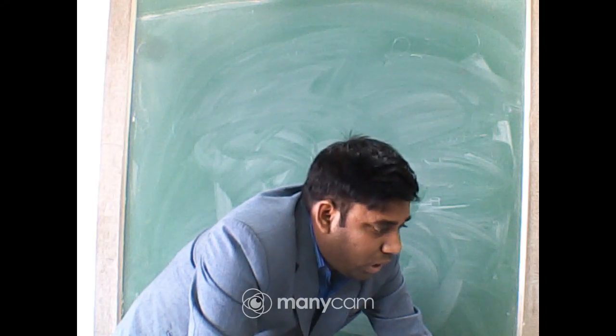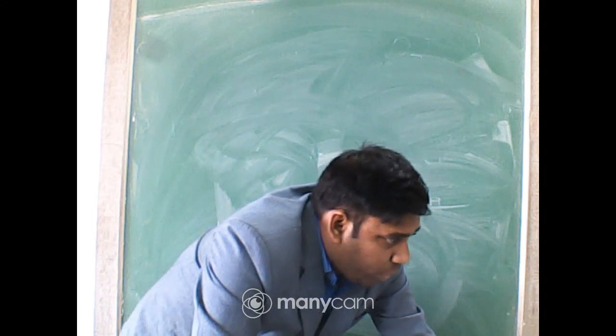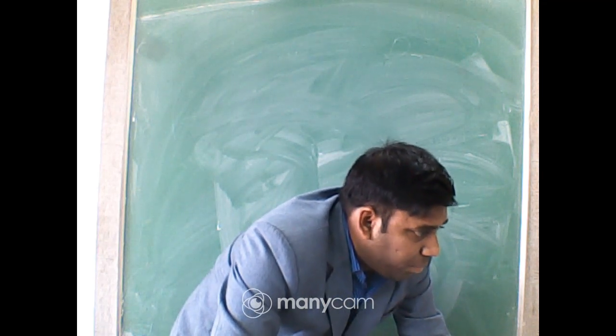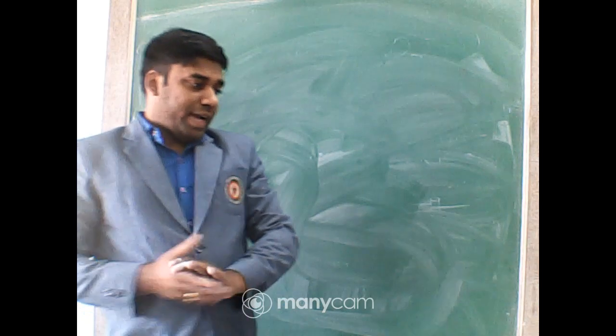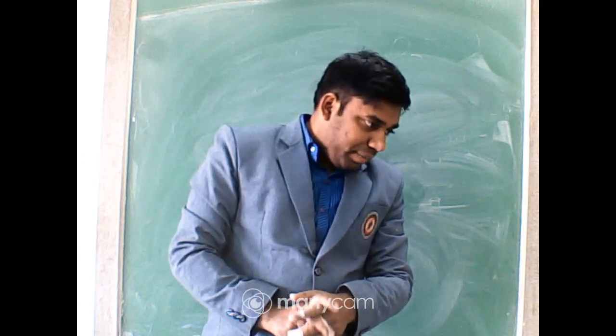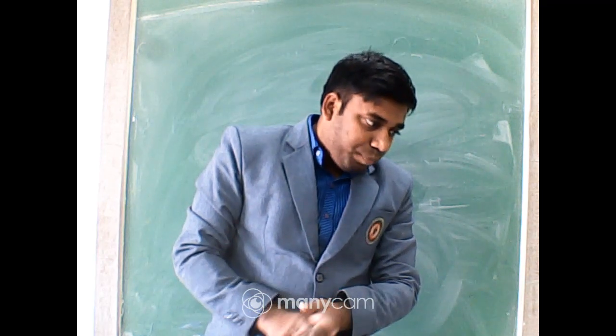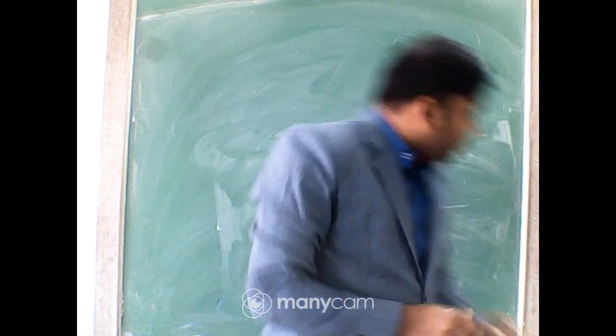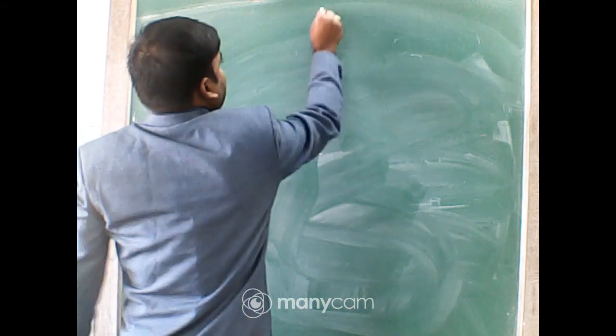Today I will start solving from question number 5. Okay, read the question number 5. The sides of a triangle are in the ratio 12 is to 17 is to 25 and its perimeter is 540 centimeter. Find its area. Okay, so first of all, what are given? That is class 9 maths.